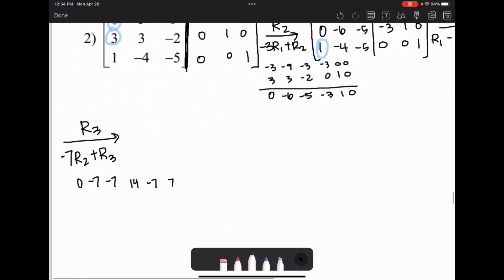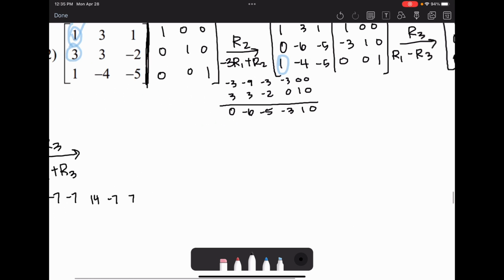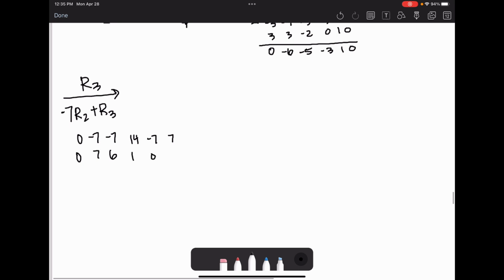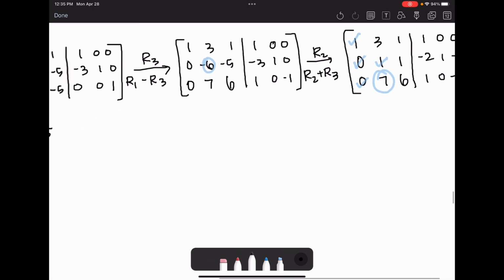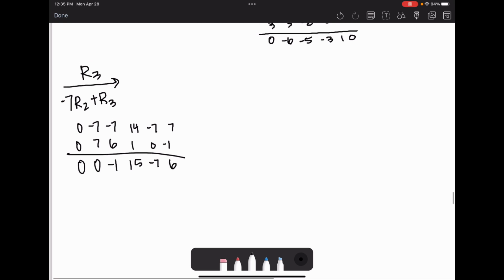Okay, and then we have 0, 7, 6, 1, 0, 1. So that's 0, 0, -1. It's nice that it's just a -1 because that's going to be our next step, is to get that to be +1. So that's 15, -7. Did I write that down right? Oh, this is -1. Oops. I'm glad that I caught that. One little mistake and then the whole rest of your problem is wrong.